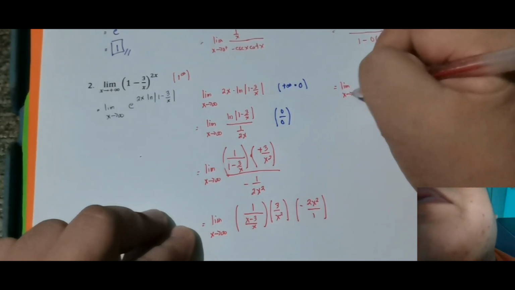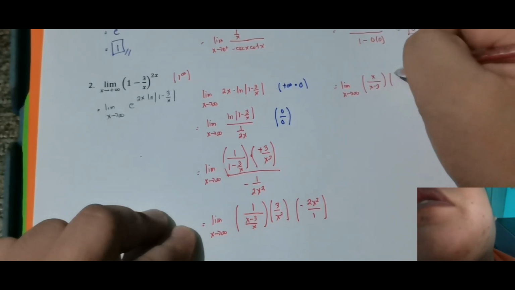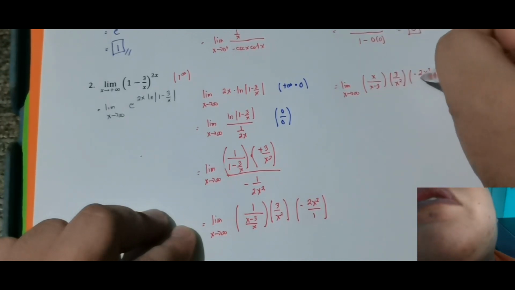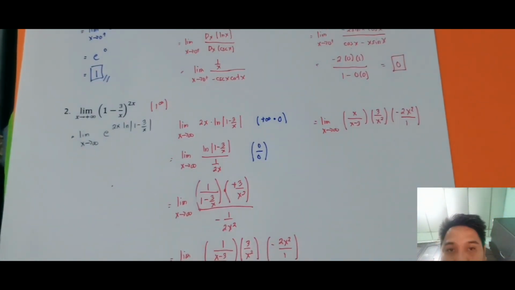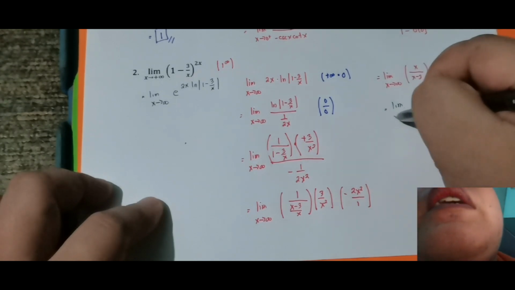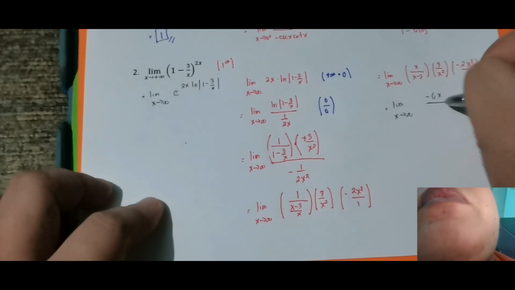Limit as x approaches infinity ng x over x minus 3 tapos 3 over x squared then negative 2x squared over 1. Okay, so obviously cancel yung isang value kung tama ako ng hinuwa. Okay, so tama naman ako, maka-cancel yung isa. So ang mangyayari, may matitira lang tayong limit as x approaches infinity ng negative 6x over x minus 3.